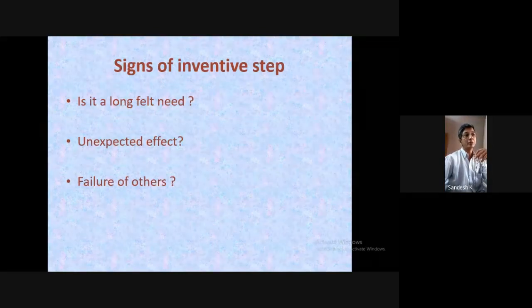Unexpected effect. You have saved the cost. You have saved the time of the process or the product significantly. I told you it's not incremental, 10%, 5%. No, it's not. But if you have contributed significantly, yes, it is giving an unexpected effect. And is it a failure of others? Many have tried, but you have succeeded at the end. Then you can patent it.